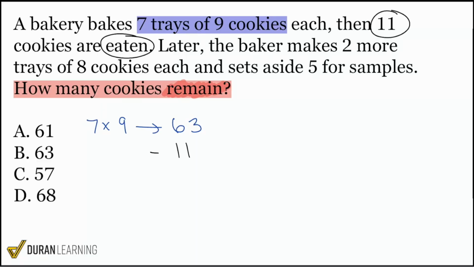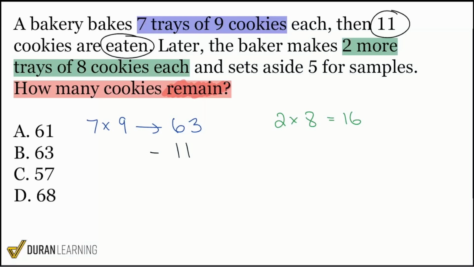So with that said, next up it says, later, the baker makes 2 more trays of 8 cookies each and sets aside 5 for samples. Okay, let's read into that. It says again, 2 more trays, each with 8 cookies. We're going to be doing 2 multiplied by 8. Absolutely. Let me highlight that in green. There are 2 more trays of 8 cookies each. That'll be 2 multiplied by 8, which is 16.